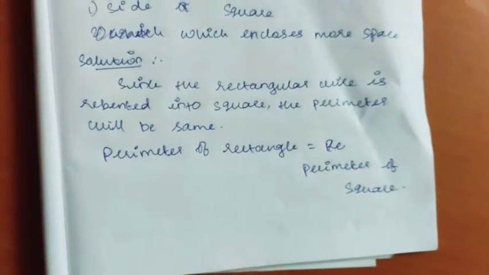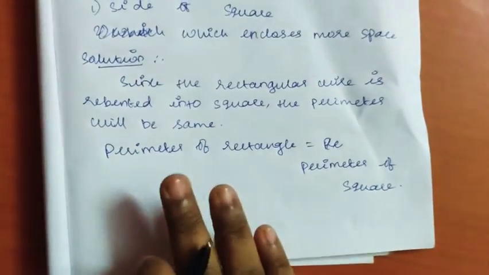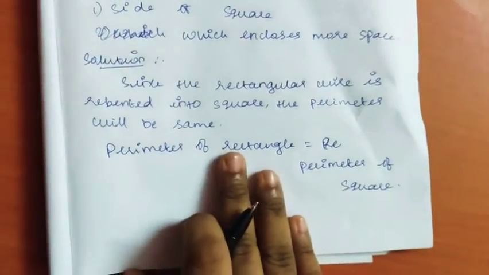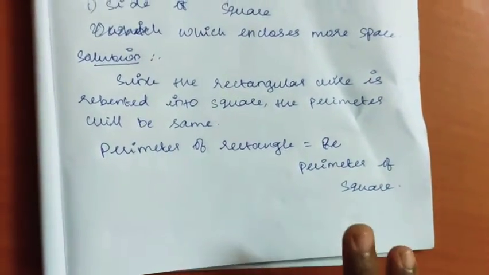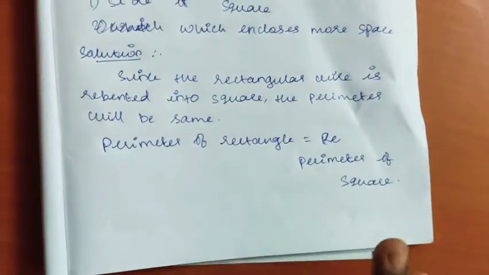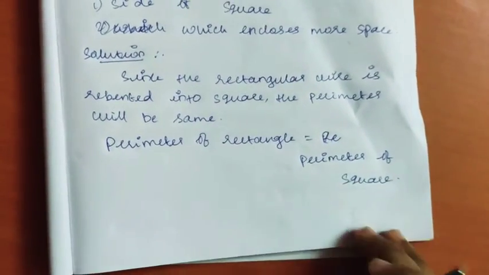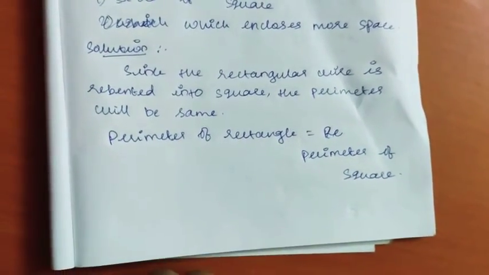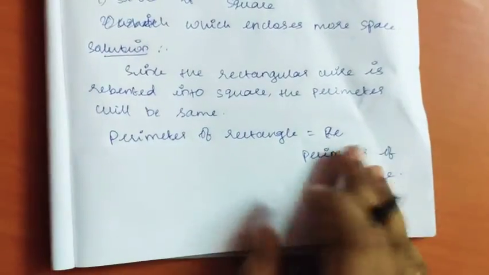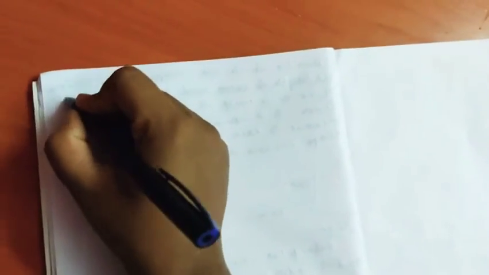So what we have to do is, first find the perimeter of the rectangle. After finding it, we know that the perimeter of the rectangle and the perimeter of the square are the same. With the help of the perimeter of the rectangle, we can find the side of the square. With the side of the square, we can find its area, and with this we can find the area of the rectangle, compare both areas and come to the conclusion. So first we are going to find the perimeter of the rectangle.